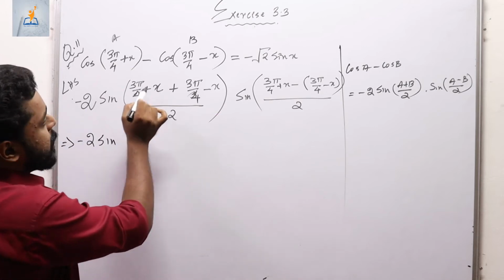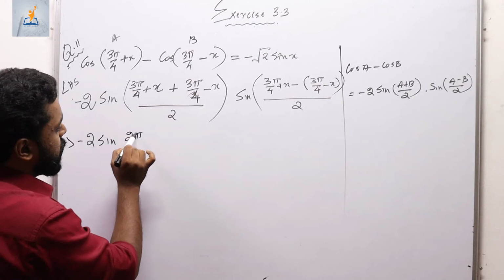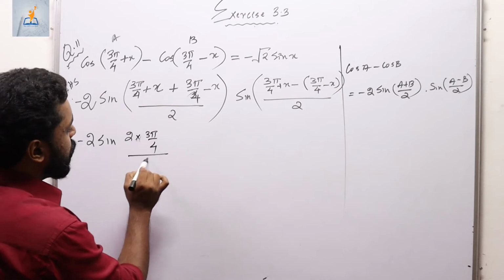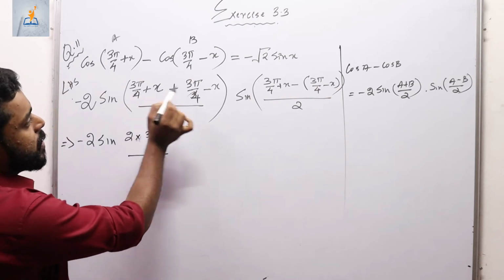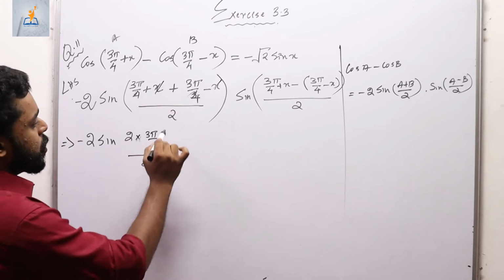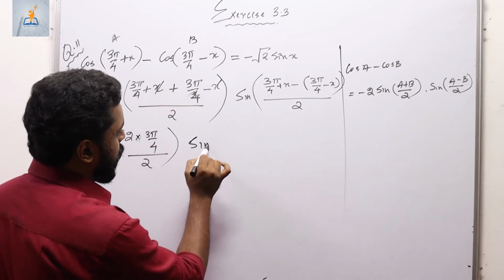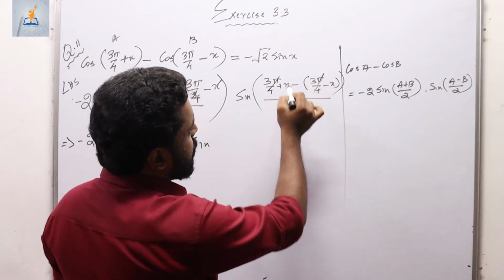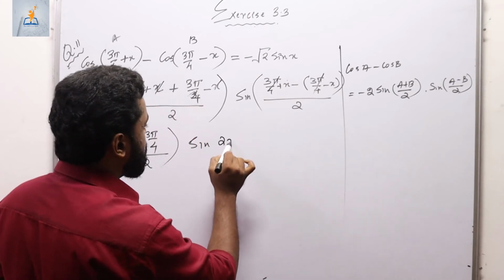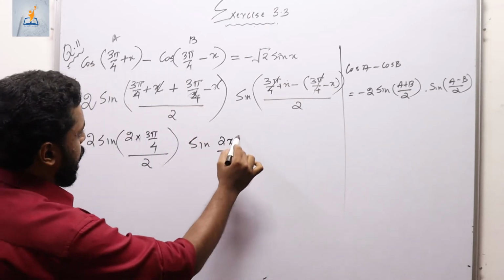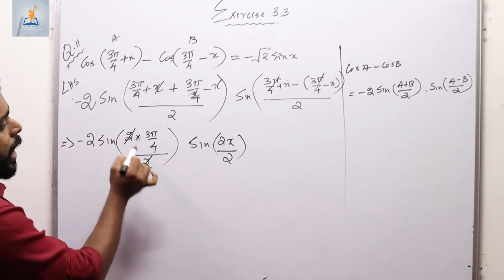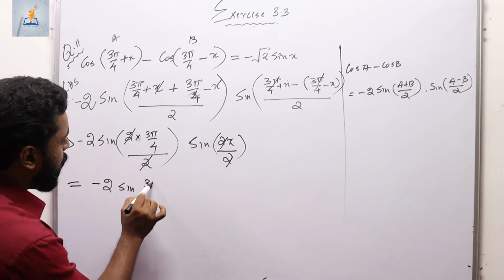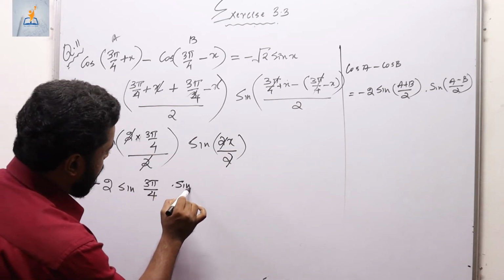You can see that this is nothing but 2 into 3 pi by 4, whole divided by 2. See, this is 2 into 3 pi by 4 because this 2 cancels. So this is the first term, and the next one is sine. Again you can see that 3 pi by 4 and 3 pi by 4 cancel, and what remains is x plus x, it is 2x whole divided by 2. Again we can simplify it further as 2 and 2 cancel. It becomes minus 2 sine 3 pi by 4 into sine x, isn't it?